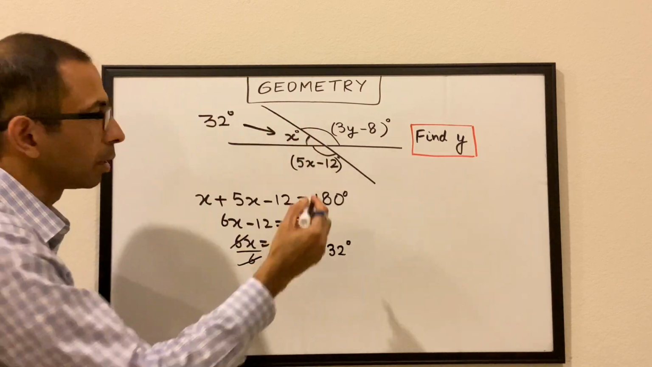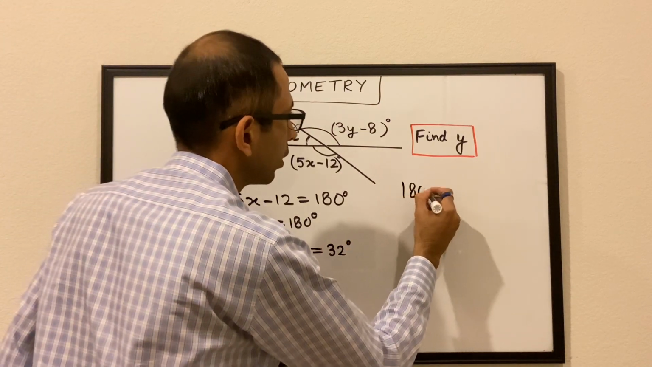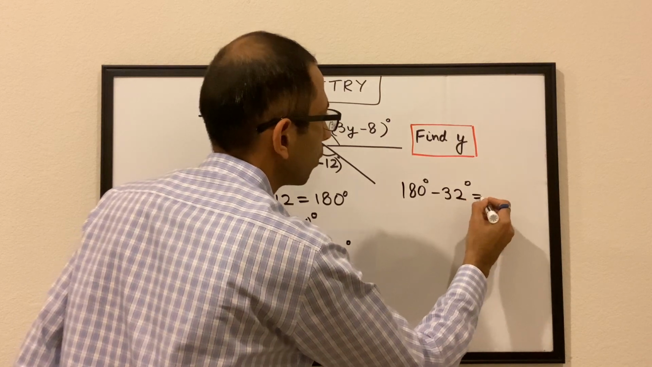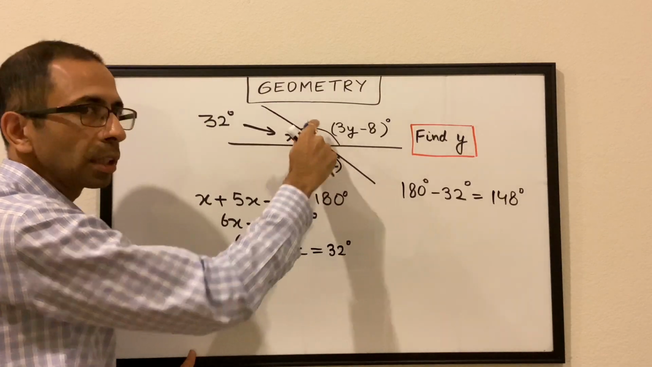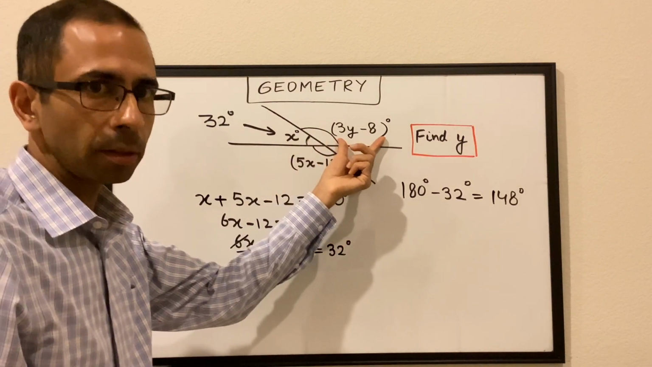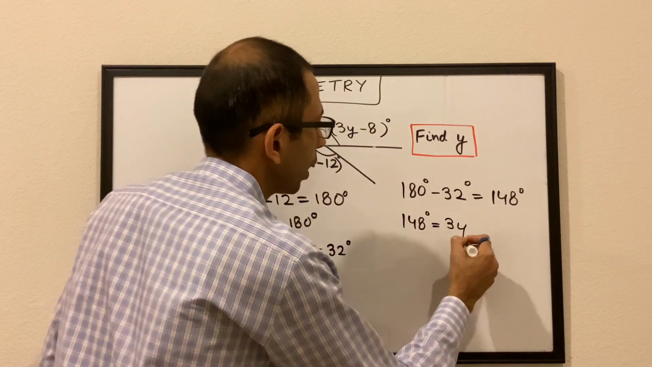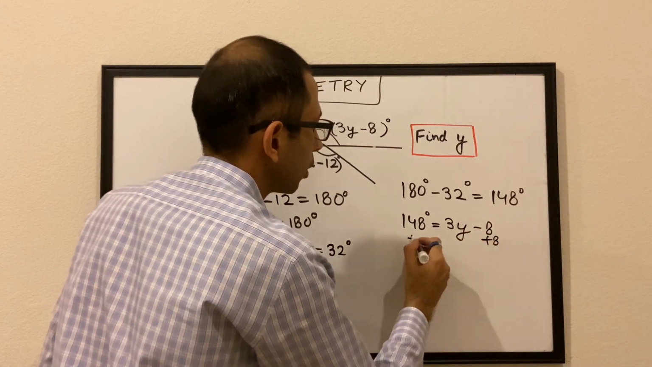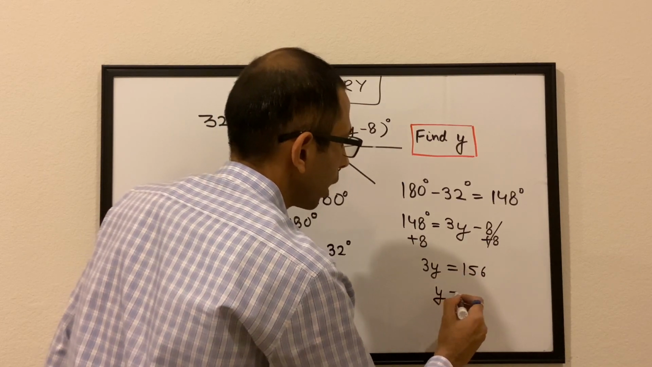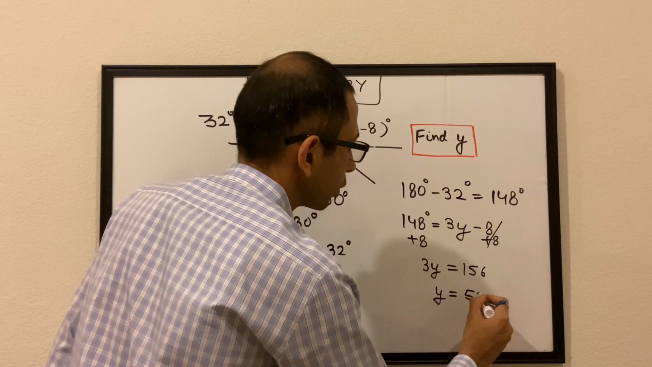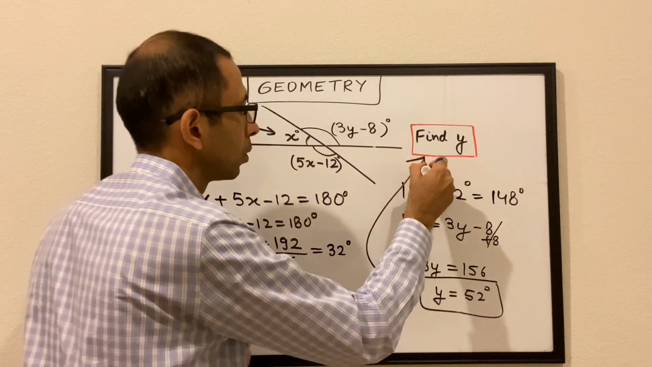If this angle is 32 degrees, the remaining angle would be 180 minus 32 degrees. So 180 degrees minus 32 degrees gives us 148 degrees. So this other side is 148 degrees, which is equal to 3y minus 8, right? That's what they've given to us. So 148 degrees is equal to 3y minus 8. Do plus 8 here and plus 8 here. You get 3y is equal to 156 and y is equal to 52 degrees. This is what we are looking for. So y is equal to 52 degrees.